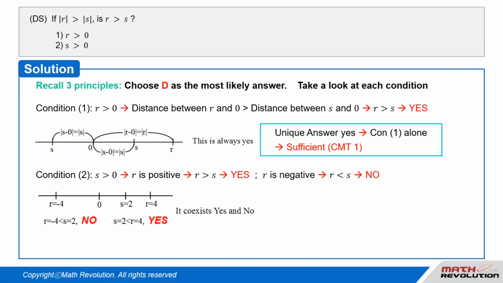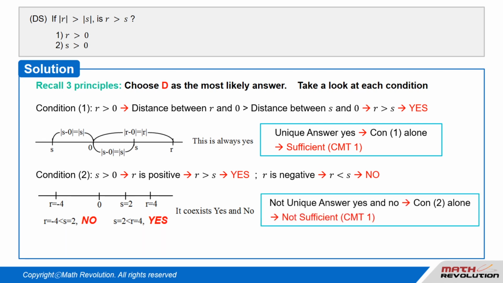Condition 2 tells us that S is greater than 0. If R is also positive, R is greater than S, yes, but if R is negative, R is less than S, no, as shown below. R equals negative 4 is less than S equals 2, no. S equals 2 is less than R equals 4, yes. It coexists, yes and no.